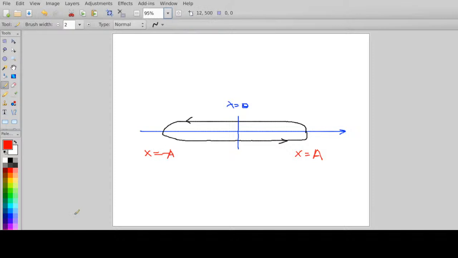Okay. Where does zero velocity occur? Zero velocity occurs right there. That's where v is equal to 0 right there. Oh, no, I apologize. That's where v is equal to v max. So v max occurs right at the equilibrium.